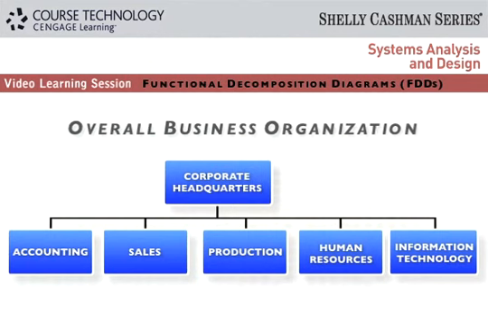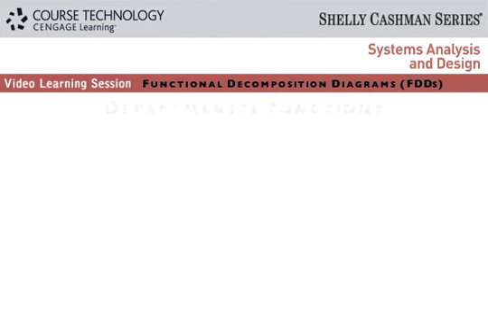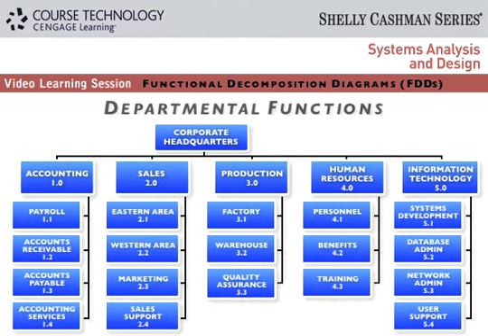Here's a simple FDD that resembles an organization chart. The diagram shows the departments, but not the functions they perform. Going down one level, we can see departmental functions, which are numbered for easy reference. Within each function, there might be many processes and subprocesses. How far down should you go? That depends on the level of detail you need to show.